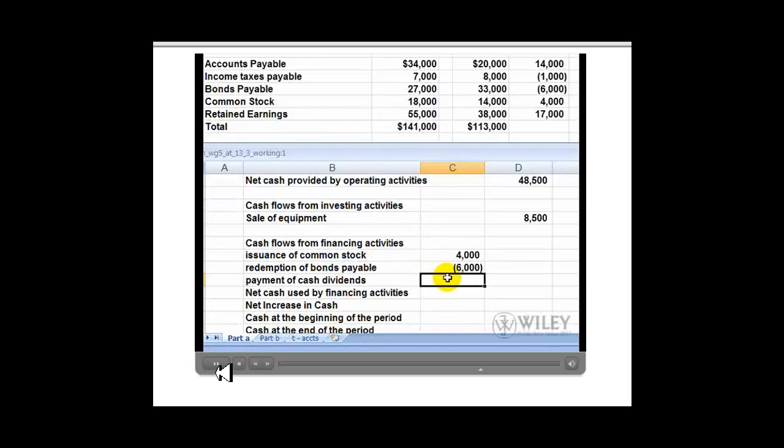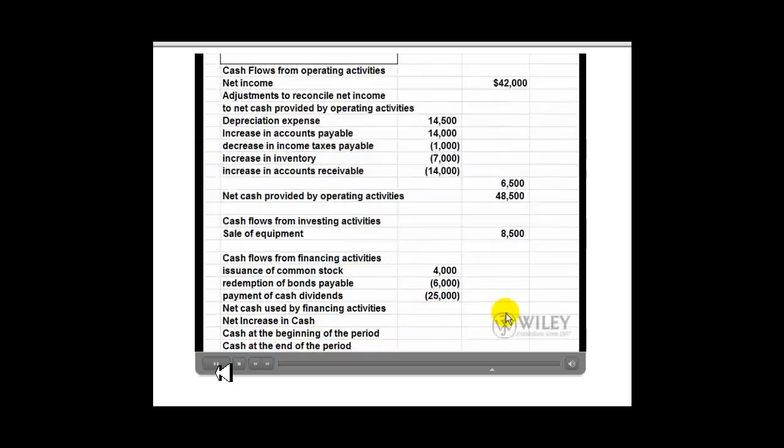We also see that in additional data number 1, dividends declared and paid were $25,000. This is an outflow of cash. So we run a total on the financing activities section. So we have an outflow of cash of $27,000 in the financing activities section.